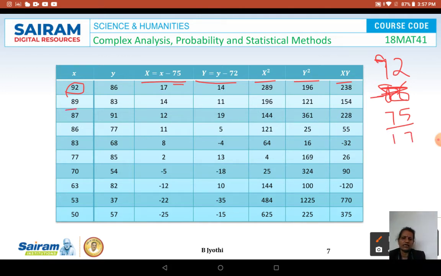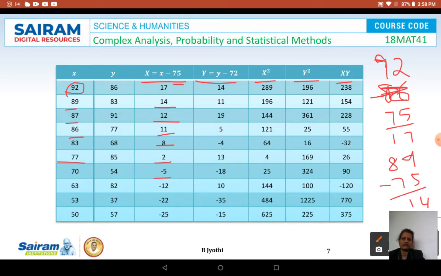Similarly, for 89, the next value will be 89 minus 75, which gives us 14. So this is what has been written. Next is 87 minus 75, which gives us 12. 86 minus 75, which is 11. 83 minus 75 and 77 minus 75, which is 2.